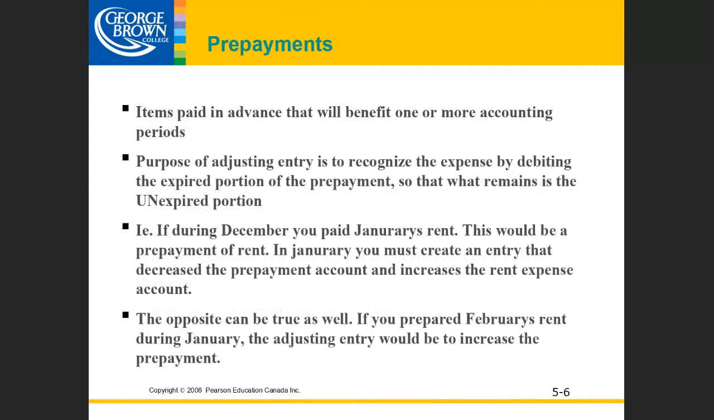So prepayments are items or expenses that are paid in advance and will benefit more than one accounting period. For example, in our exercise, we purchased 3 months worth of insurance. So this would be considered a prepayment. The purpose of adjusting this particular account is to recognize the expense for the period of time by debiting the expired portion of the prepayment, so that whatever remains in the account is the unexpired portion of the prepayment.